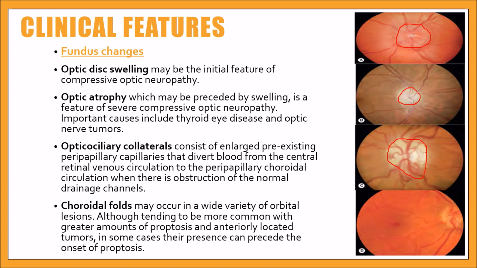Then there are choroidal folds, which may occur in a wide variety of orbital lesions, although tending to be more common with greater amounts of proptosis and anteriorly located tumors. In some cases, their presence can precede the onset of proptosis.